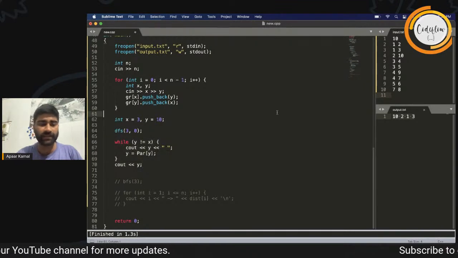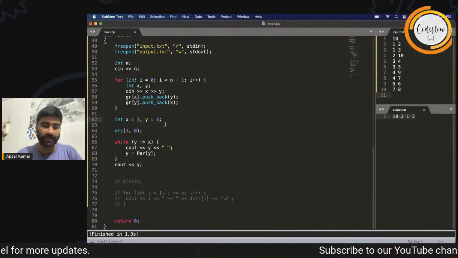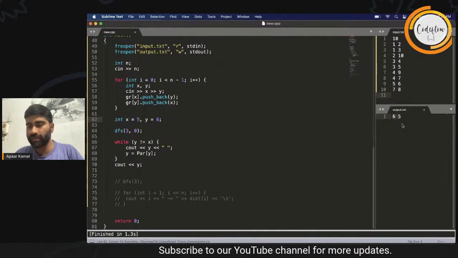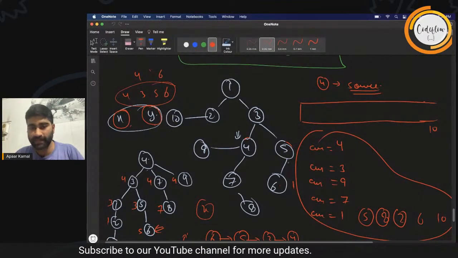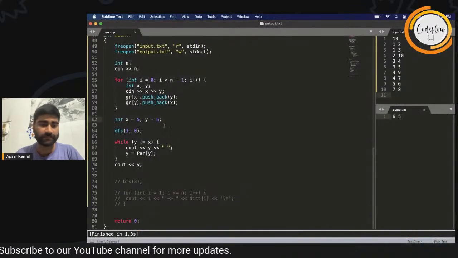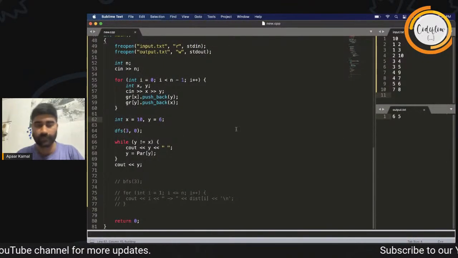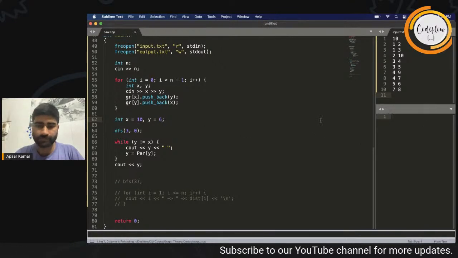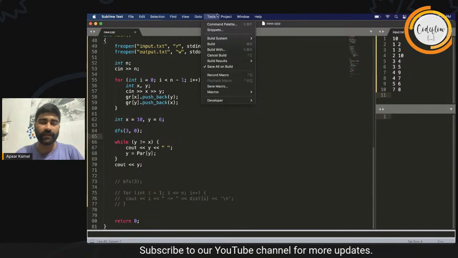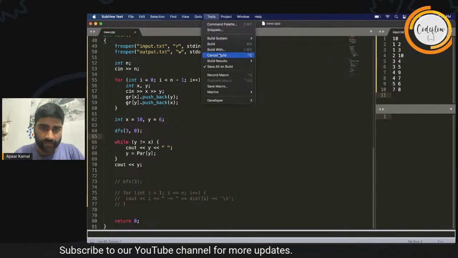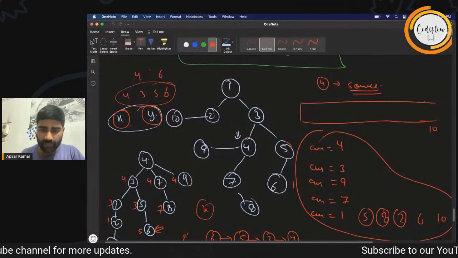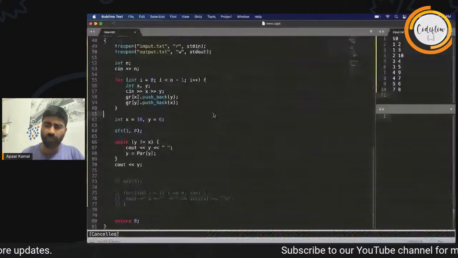So let's take some other example. Let's say 6 and 5. So what's the path from 5 to 6? Okay, they're directly connected. So let's say 6 and 10. Right. So just let me cancel the build. Okay, so there is something infinite going on here. Right, no problem with that.